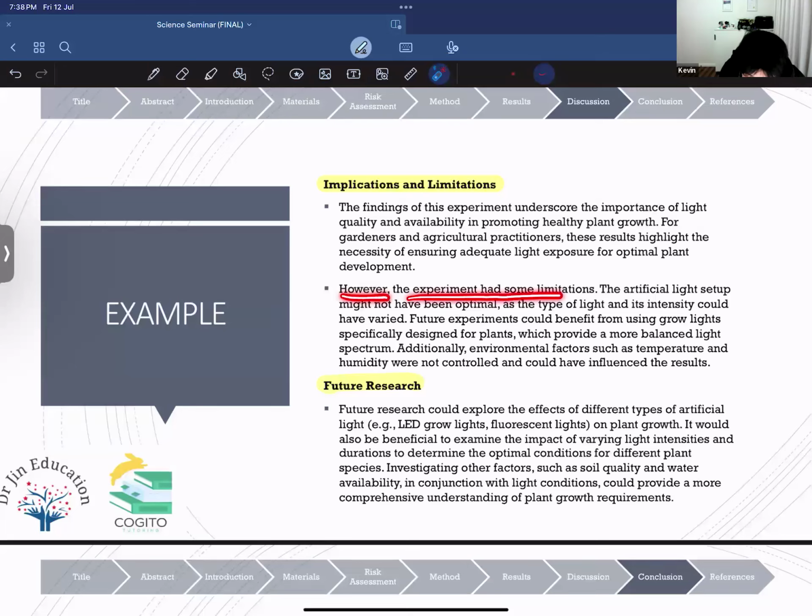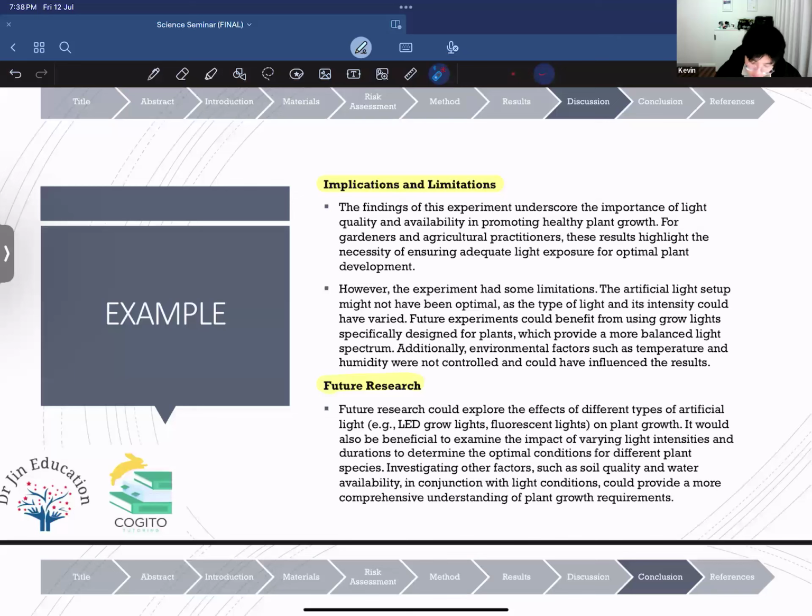However, the experiment had some limitations. The artificial light setup might not have been optimal, as the type of light and its intensity could have varied. Future experiments could benefit from using grow lights specifically designed for plants, which provide a more balanced light spectrum. Additionally, environmental factors such as temperature and humidity were not controlled and could have influenced the results. All right, and then obviously there's future research.